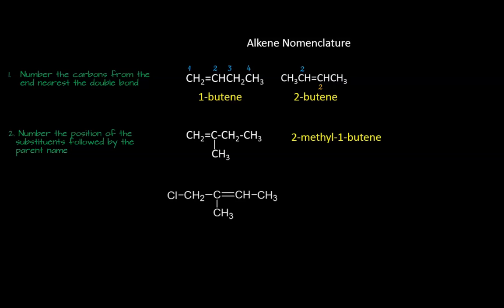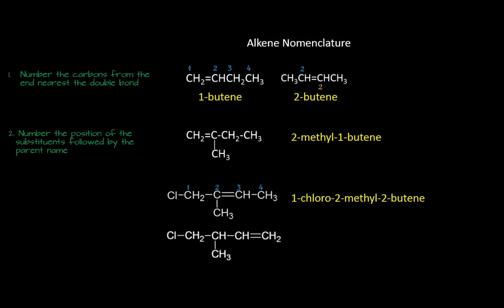In this example, a chlorine atom is attached on the left side. We'll number from the left side so that chlorine will have a lower number. Methyl is on carbon 2, so the name is 1-chloro-2-methyl-2-butene.